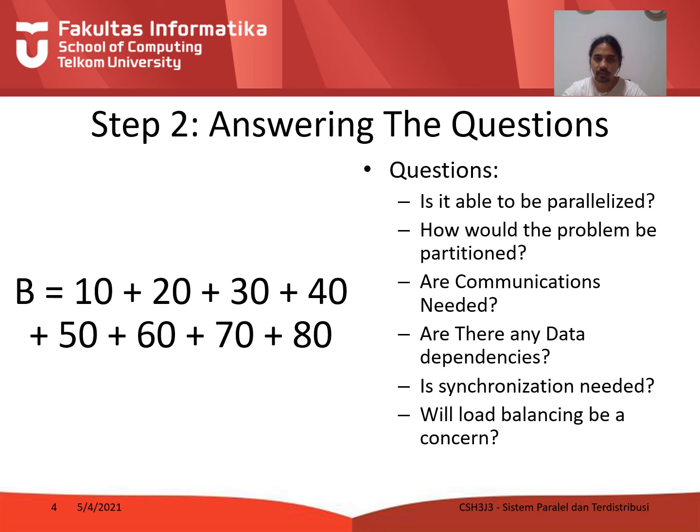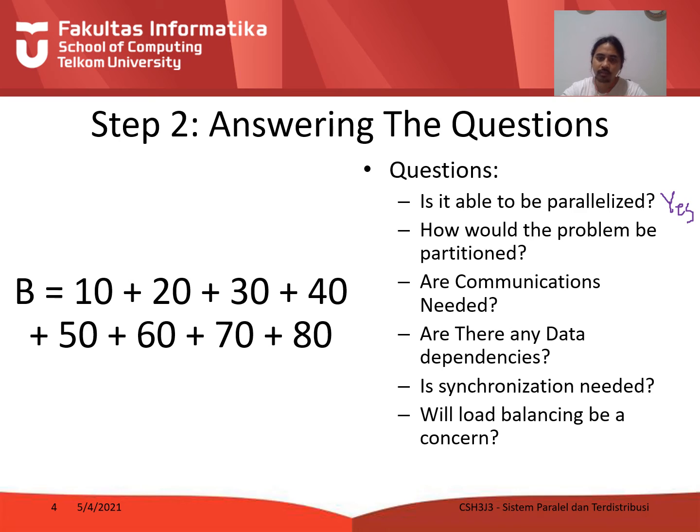So step 2 is answering the question: is it able to be parallelized? To answer that, we just need to look at the problem, 10 plus 20 plus 30 plus 40. Is this Fibonacci? No, it's not Fibonacci. So if we have, for example, 4 processes operating on this at the same time, the answer is yes. So the first question, is it able to be parallelized? The answer is yes.